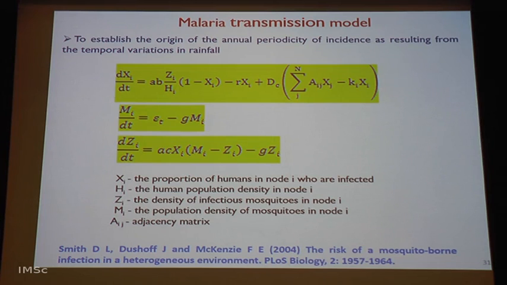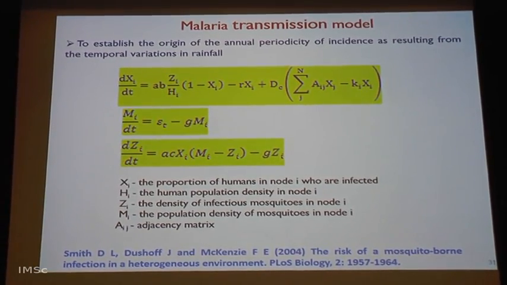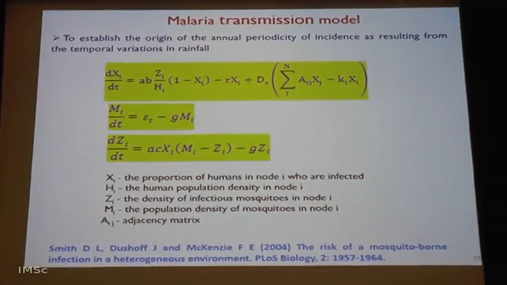Here, the last one. Yes, it is there, the interaction. I think this is a very standard model, the Smith model. I have used it in the network model, with the diffusion coefficient and everything.